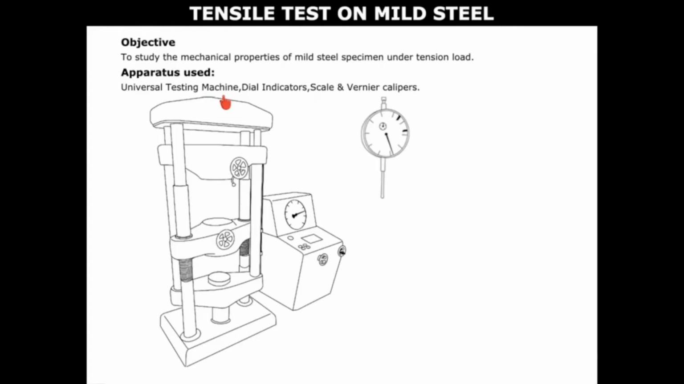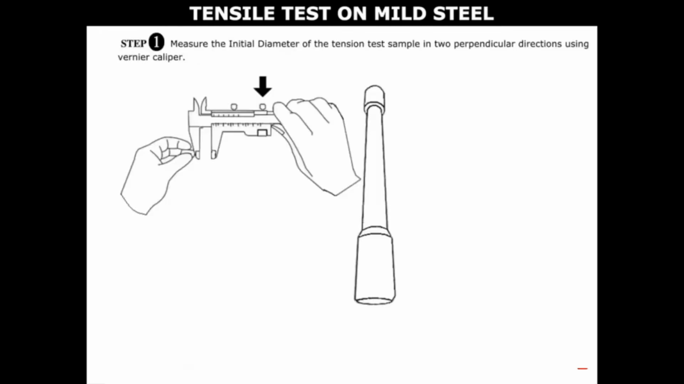Tensile test on mild steel. The objective of this simulation is to study the mechanical properties of mild steel specimen under tension load. The setup used for this simulation is shown here. Throughout this simulation, to go to next step, please click on this arrow below.